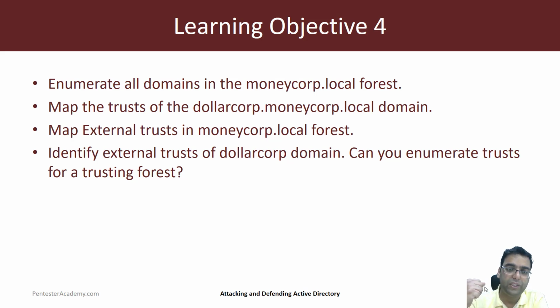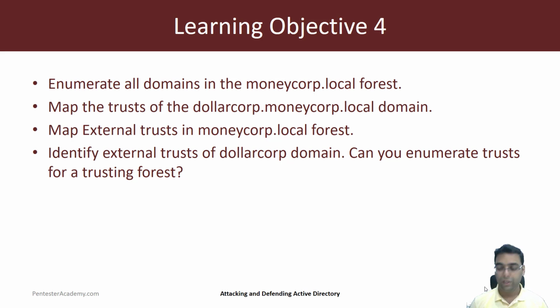There are 4 tasks to be done, or there are 4 objectives. Enumerate all domains in the moneycorp.local forest, and then map the trusts of the $corp domain, then map external trusts in the moneycorp.local forest. Finally, identify external trusts of the $corp domain and check if you can enumerate trusts for a trusting forest. Right? Once again, feel free to use any tool you want to solve this particular learning objective.